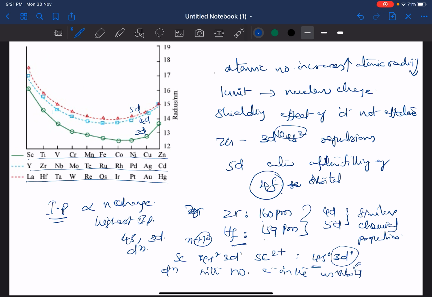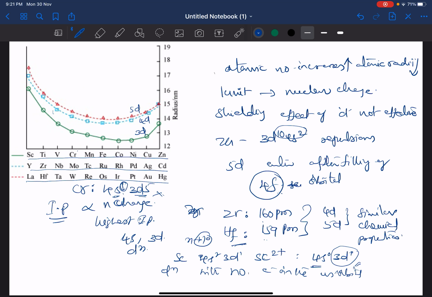The ionization enthalpy of chromium is lower because there is no change in the d5 configuration. If you take chromium, its outer electronic configuration is 4s1 3d5. If we remove one electron from the 4s orbital of chromium, the d5 configuration does not change. Due to this, the ionization potential of chromium is low compared to the other elements.